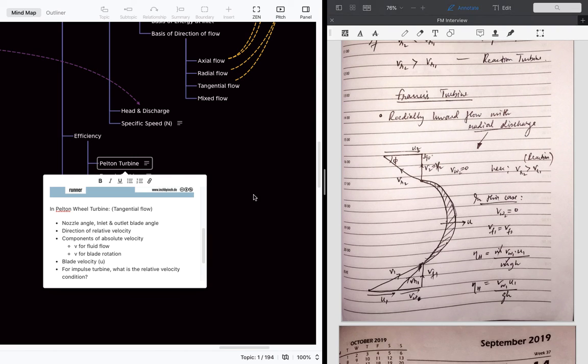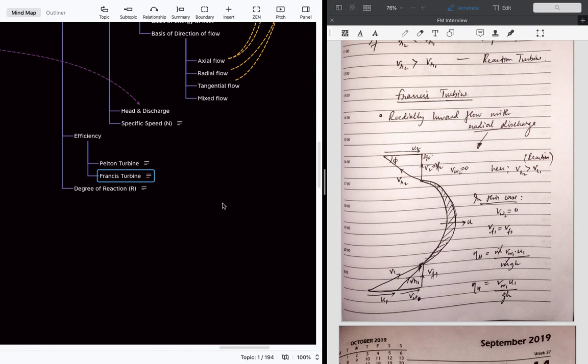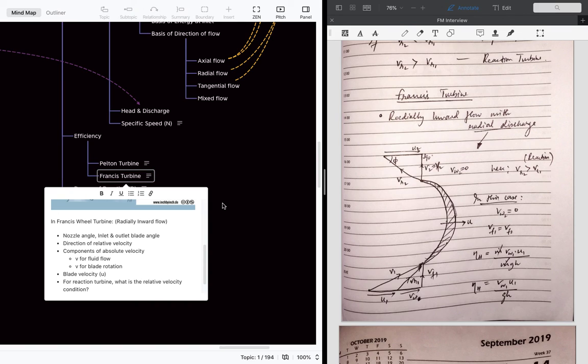And let's discuss the Francis turbine. So Francis turbine is a turbine in which the fluid flow is radial, and it's a reaction turbine too. And the same thing I had to discuss: what is the hydraulic efficiency in this case. So again, this will be the absolute velocity, and this is the nozzle angle. This is the inlet blade angle. This is the outlet blade angle.